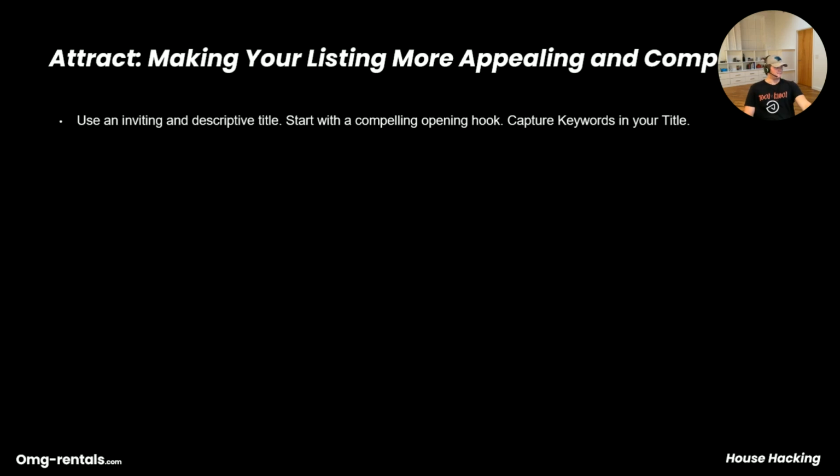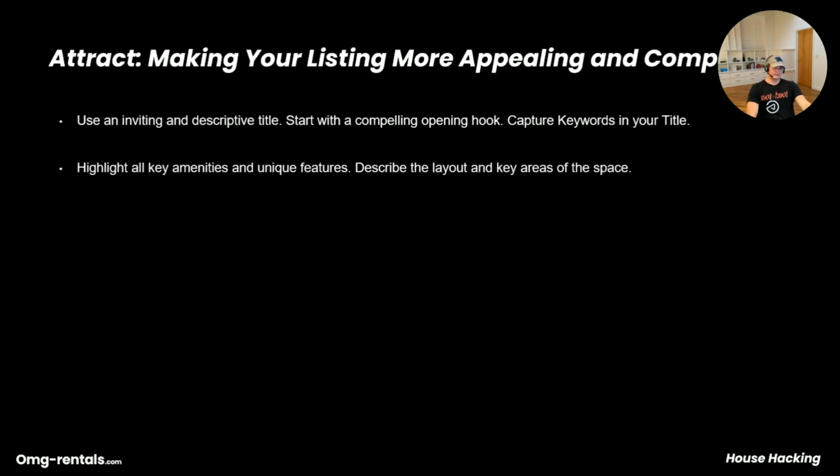Haven't had my coffee, but yeah, in your title, have a compelling opening hook, and also make sure to capture all those keywords in your title. Next, you're going to want to highlight, and this is just in your listing, all key amenities and unique features. Describe the layout and the key areas of the space. This is really just going to walk your guests and potential clients through, hey, here's what it is. You're going to want to pretty much answer all of their questions and anticipate what they're going to think, what they're going to need, and what they're going to ask in this listing.